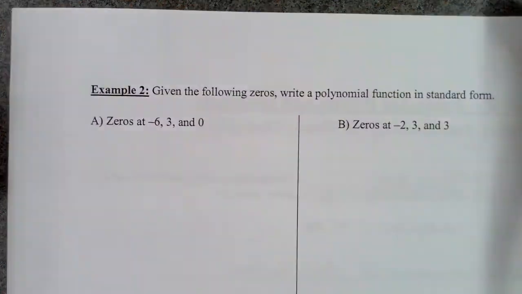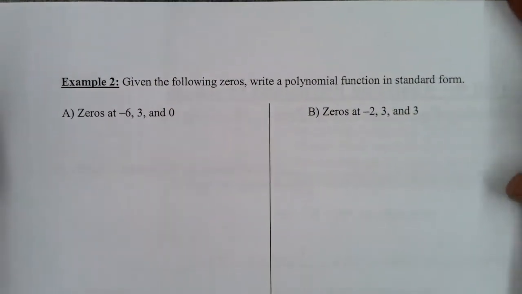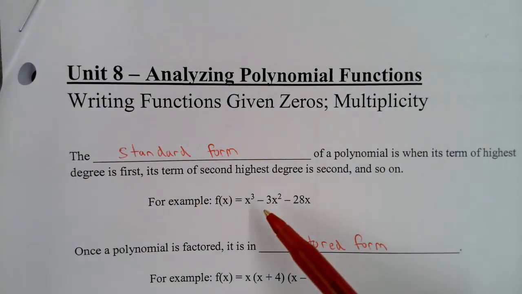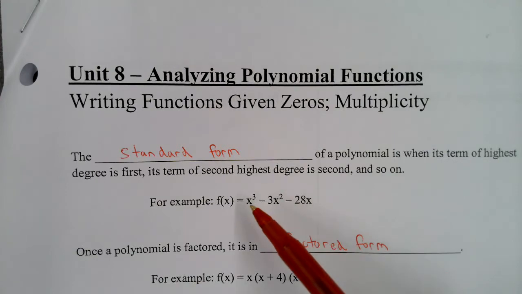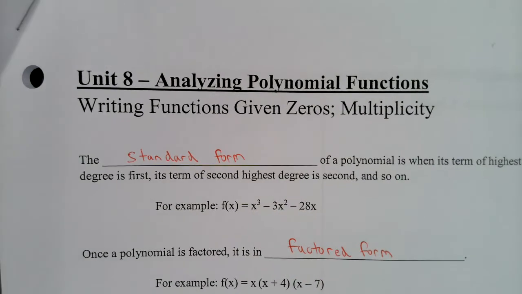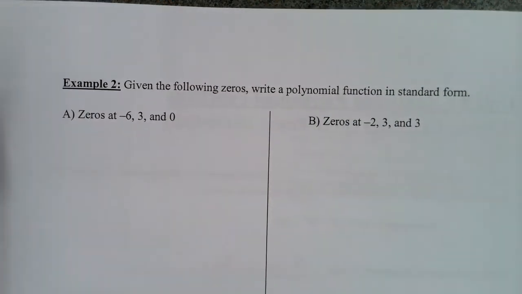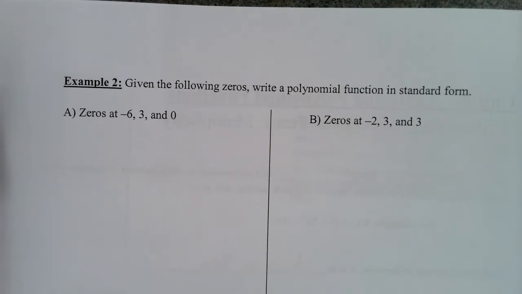Okay, example 2. You can probably guess what the example is before we do it. Given the following zeros, write a polynomial function in standard form this time. In case you forgot what standard form is, look back at the previous page. Standard form looks like this. What we're going to do is write it in factored form first, and then convert it to standard form. So write it in factored form, just like we did in example 1.